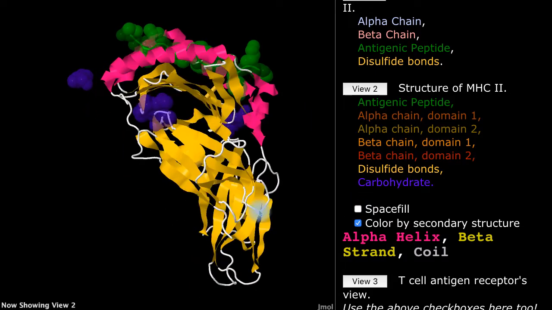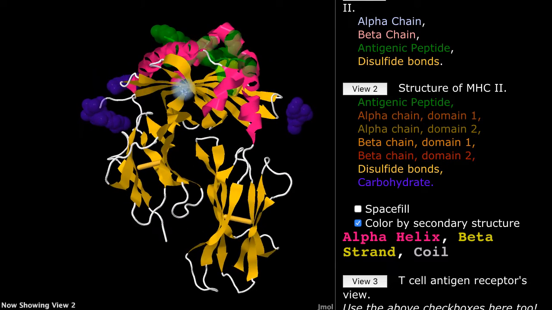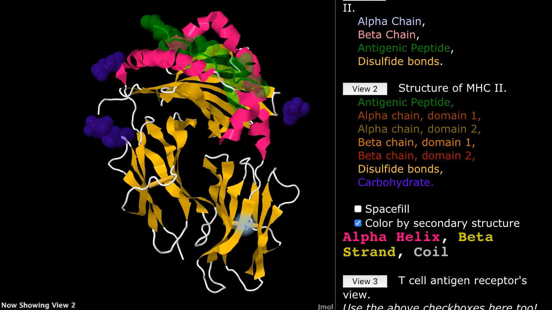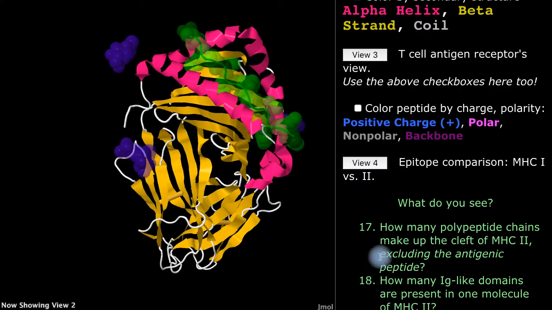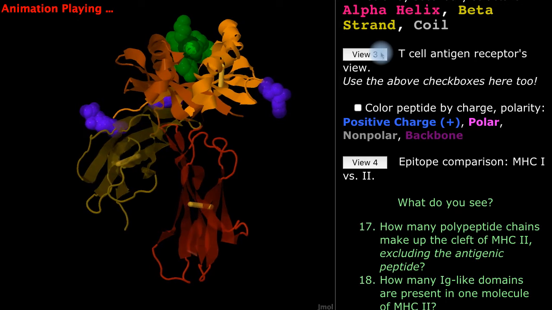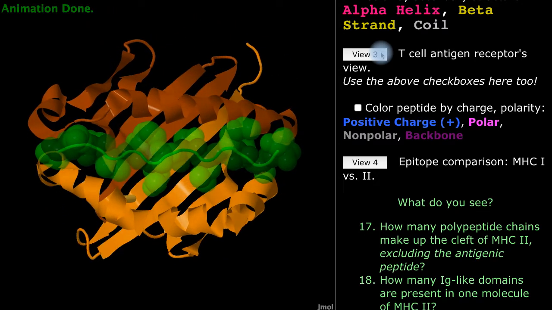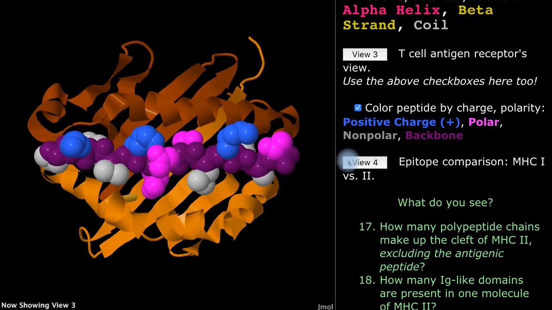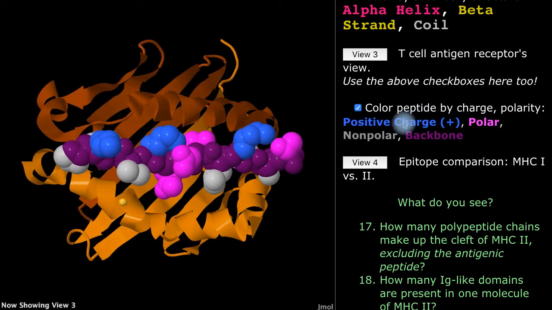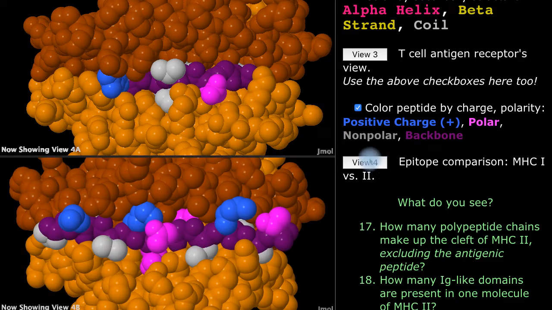As for MHC class 1, also in class 2, the floor of the peptide binding cleft and the two Ig domains are composed of beta sheets, while the lips of the cleft are alpha helices. Here, we're comparing class 1 MHC on the top with class 2 MHC on the bottom. You can see the longer peptide in the cleft in class 2 at the bottom. This concludes our brief tour of class 2 MHC.